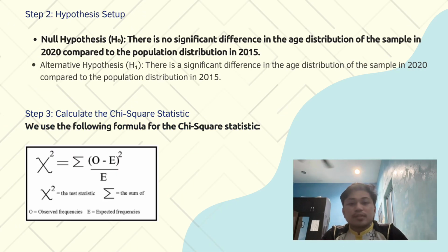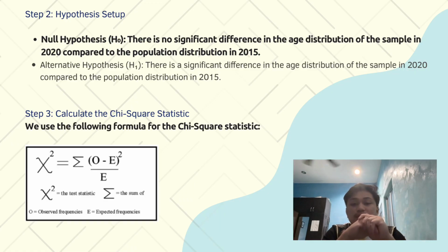Step 2 is setting up our hypothesis. The null hypothesis H0: there is no significant difference in the age distribution between 2020 and 2015. The alternative hypothesis H1: there is a significant difference.